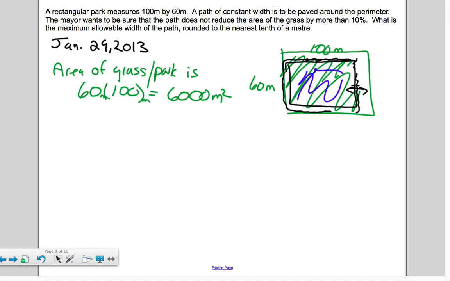So what's the smallest size area that we could have in here for a new grass? What's the smallest size in terms of the area? What's the smallest area that they have? How'd you get 5,400?